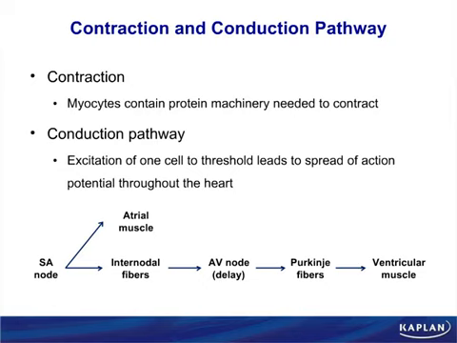But then once we get to the Purkinje fibers, they're designed for very rapid conduction, so they're going to send that signal throughout the ventricular muscle, those ventricular myocytes, very, very rapidly, depolarizing all basically simultaneously, so they all contract in unison. So that's our normal conduction pathway.